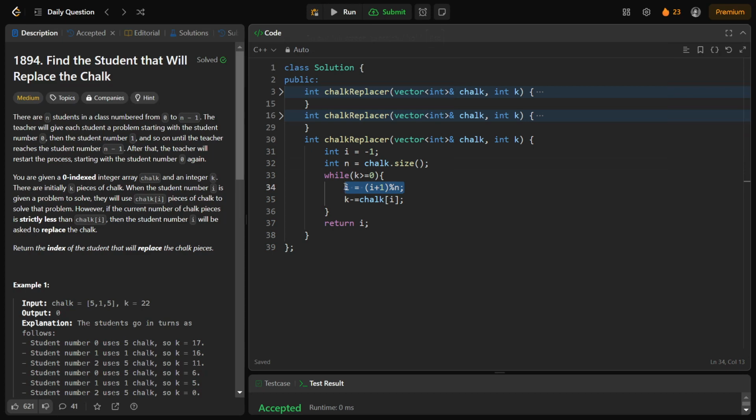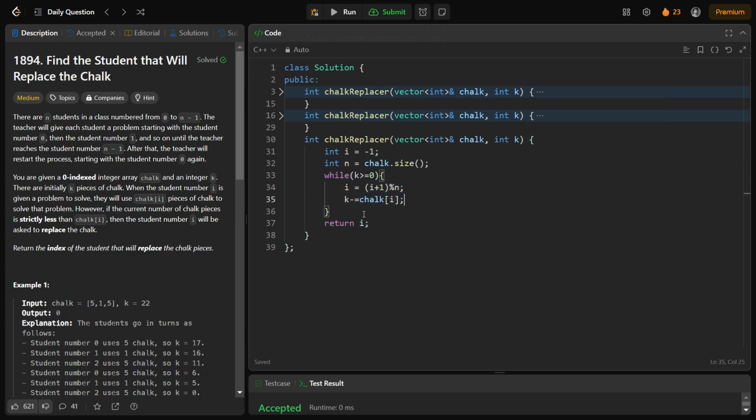Okay, so let's say for some reason at any point k becomes negative, so that means we were not able to process the student i, right? We were not able to process this. So that means this i, this ith student will be the one who will be replacing the chalk, and that is why we break out of this while loop, because k is negative, and then we return i.